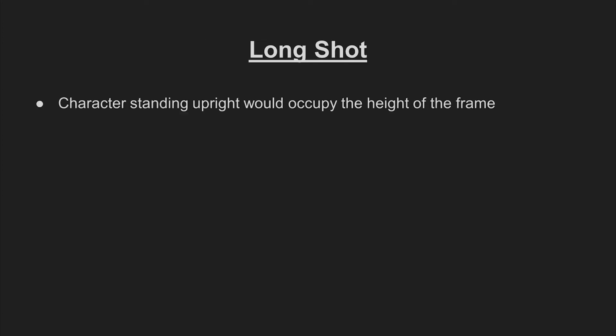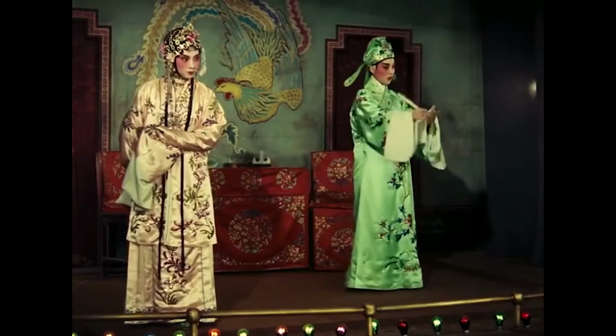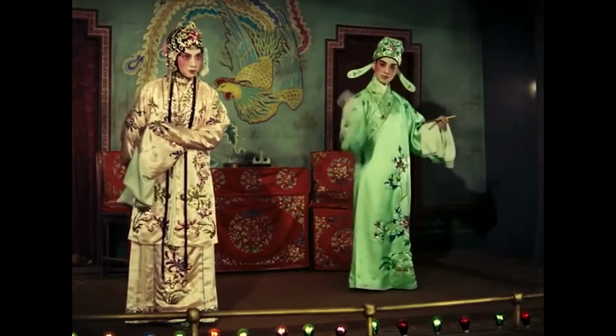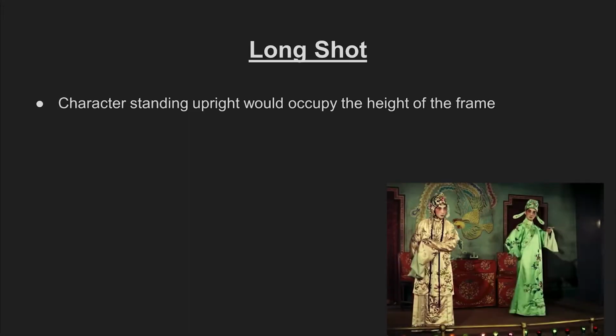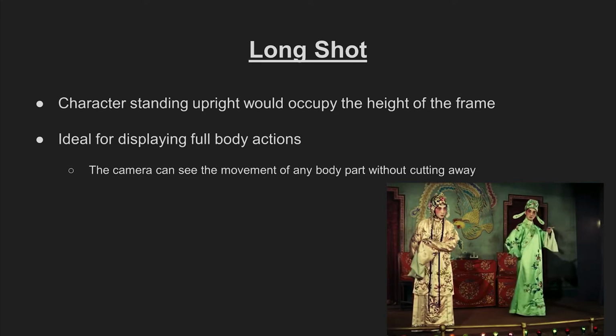Next on the list is the long shot. We can use a character's body as a guideline to identify this distance. If you can see the character from head to toe while they're standing upright, the shot can be considered a long shot. Long shots are useful in displaying full body actions, as the frames are tall enough to encompass full body movement without the need to cut away.